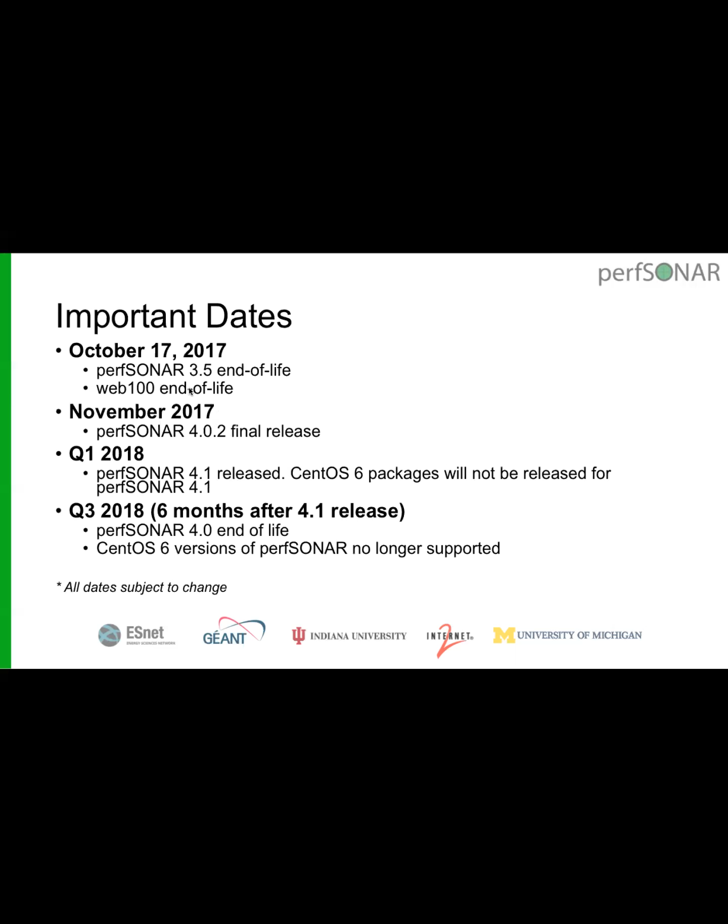And then 6 months after we do 4.1, which we don't know the exact date yet, but sometime early next year, 6 months after that, which would be mid next year, so Q3 2018, we will end of life perfSONAR 4.0, just to be consistent with what else we've done, which also means that we'll no longer be supporting CentOS 6 versions of perfSONAR. So, if you're looking at roughly a year from now, depending on where things exactly fall, we're not planning to support CentOS 6 anymore. So, one thing to highlight here is, if you're running a CentOS distribution, we kind of want to start moving people towards CentOS 7. And I'll talk a little bit about that too later on in the talk.